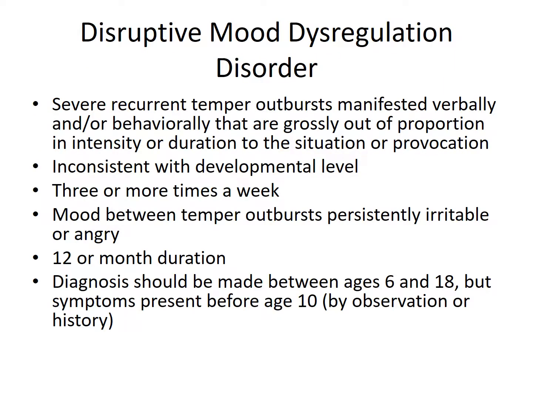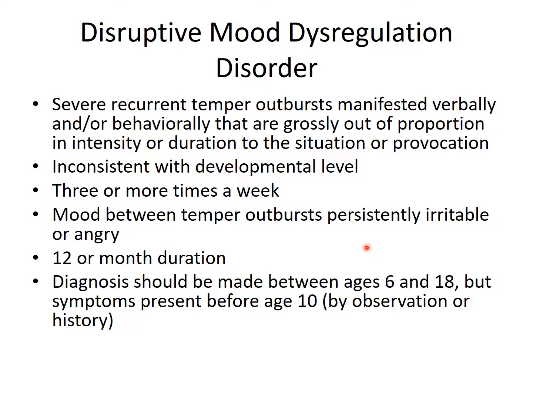Here we are, disruptive mood dysregulation disorder. Main thing here is temper outbursts, okay? Severe and recurrent temper outbursts. They get really mad, really fast, grossly out of proportion, intensity or duration. So they're just really out of control anger, temper outbursts. And again, inconsistent. These are all those clinical judgment things on a developmental level. Three or more a week. Persistently irritable in between. So these are just angry little kids.